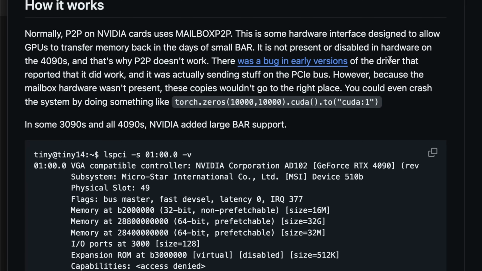So with that quirk or a bug that turned out to actually be a really interesting solution, they reported that P2P, for some reason with this driver quirk, actually worked. And it was actually sending stuff over the PCIe bus. However, because the mailbox hardware wasn't present, think about this like NVENC, but for a special NVIDIA protocol that just sends data back and forth instead of video, these copies wouldn't go to the right place. So you could even crash your entire system by just sending zeros between GPUs.